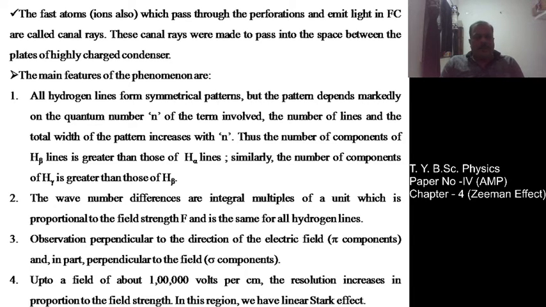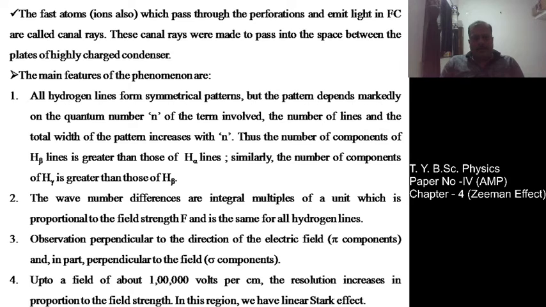The main features of the phenomenon are, first, all hydrogen lines form a symmetrical pattern, but the pattern depends markedly on the quantum number n, that is a natural number 1, 2, 3, 4 and so on, of the levels involved. The number of lines and the total width of the pattern increases with n. As n increases, width also increases. N means principal quantum number.